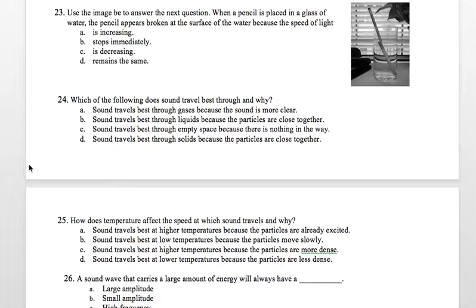Number 24. Which of the following does sound travel best through and why? A. Sound travels best through gases because the sound is more clear. B. Sound travels best through liquids because the particles are close together. C. Sound travels best through empty space because there is nothing in the way. Or D. Sound travels best through solids because particles are close together.